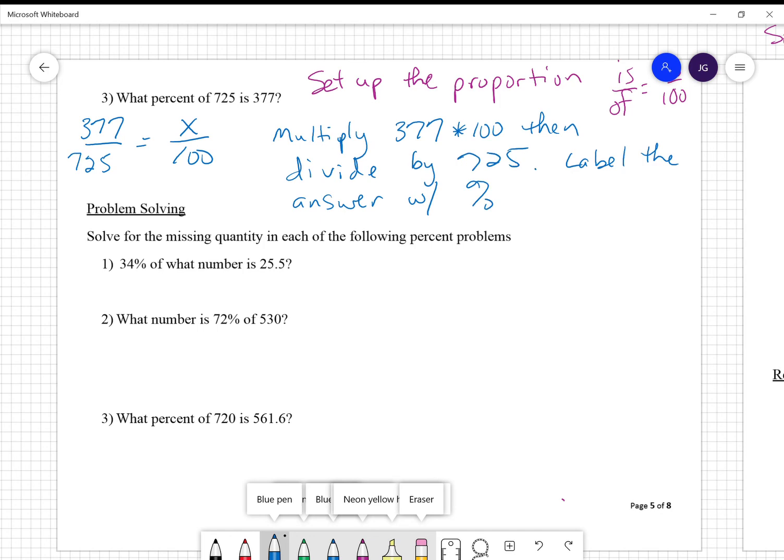All right, so the rest of this unit, we're just working on problems. And I'll mix it up again. I'll use the different methods. Solve for the missing quantity. 34% of what number is 25.5? If I do translation, that would be 0.34 times x equals 25.5. And to solve, I would divide both sides by 0.34.